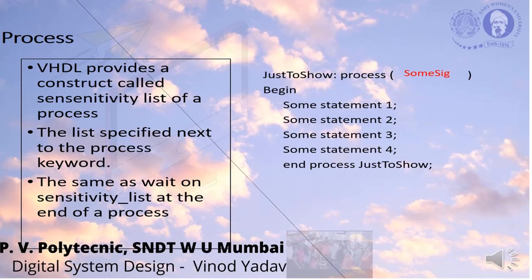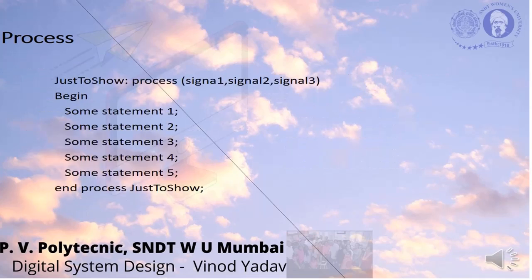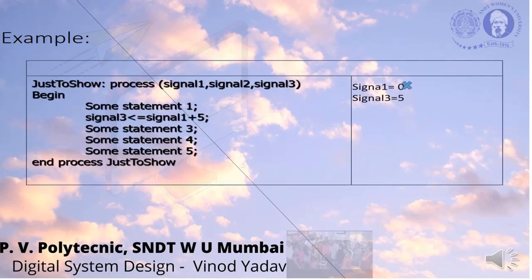VHDL provides a construct called the sensitivity list of a process. The list specified next to the process keyword is the same as wait on sensitivity list at the end of the process. See, signal 1, signal 2, signal 3, begin. See the execution. Once the line has executed signal 1, and if you observe signal 2 has changed, again it will happen sequentially, and then signal 3 will change like this. So on every signal change things will happen.